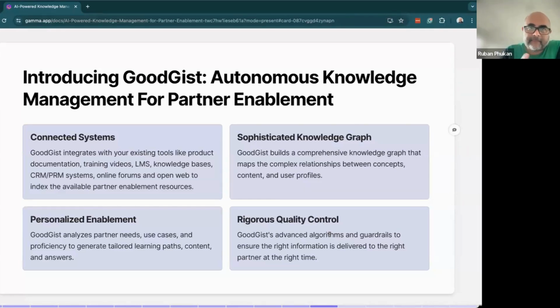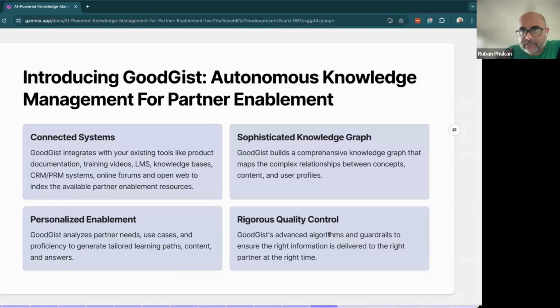What GoodGIS does is integrate into existing knowledge sources. It could be product documentation, training videos, an LMS system that has been created, or other knowledge bases that exist, in terms of documentation or presentation files. Or it could be CRM or PRM systems or online forums, and it can also connect to the open web as a fallback, so that when it's generating a piece of content, whether it's learning content or an answer to a question, it has the ability to cross-reference and build the right knowledge graph around it, to be able to produce the right answer.